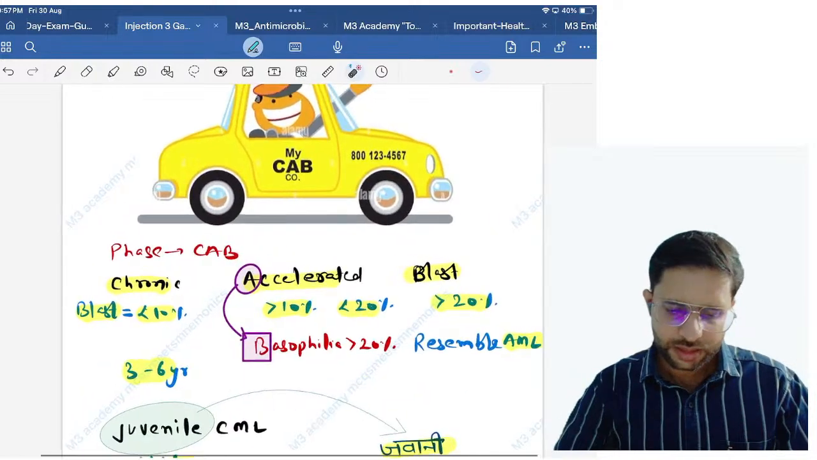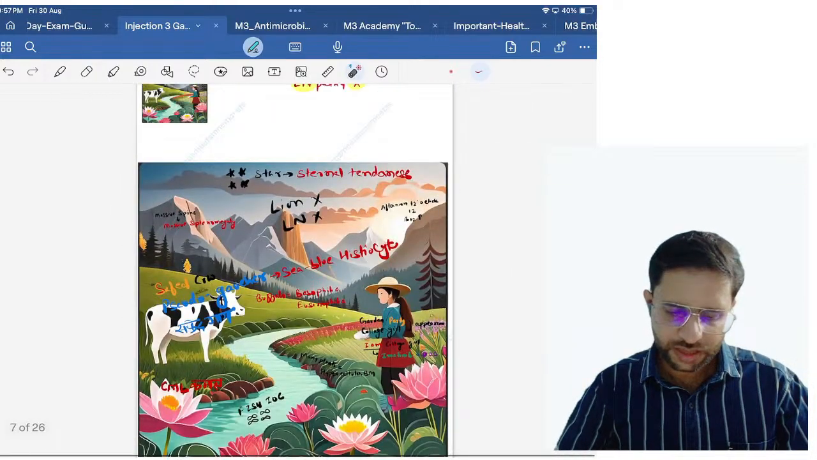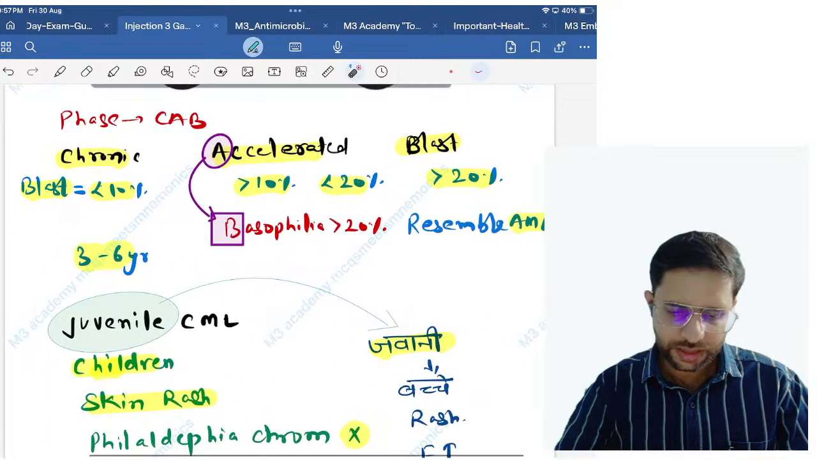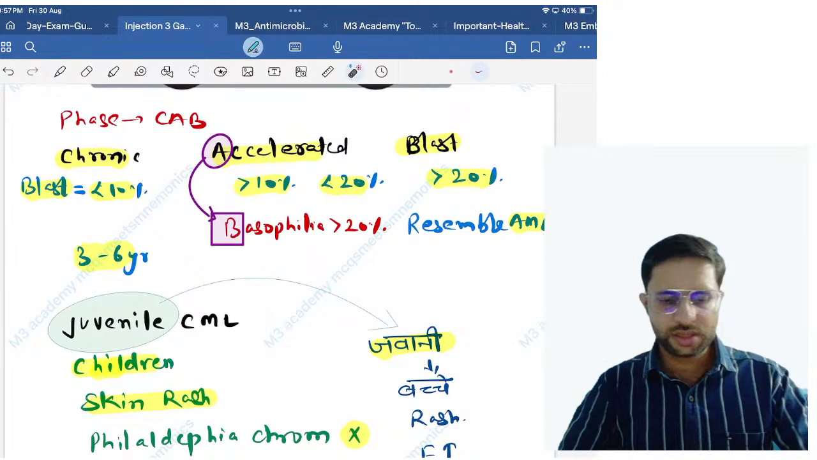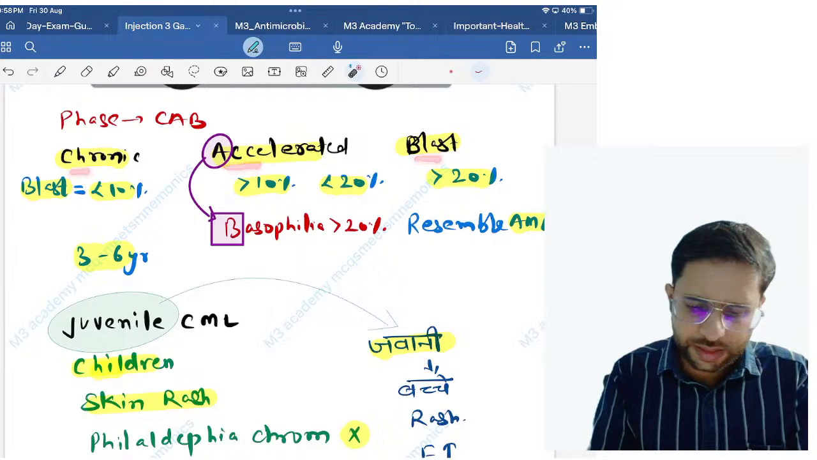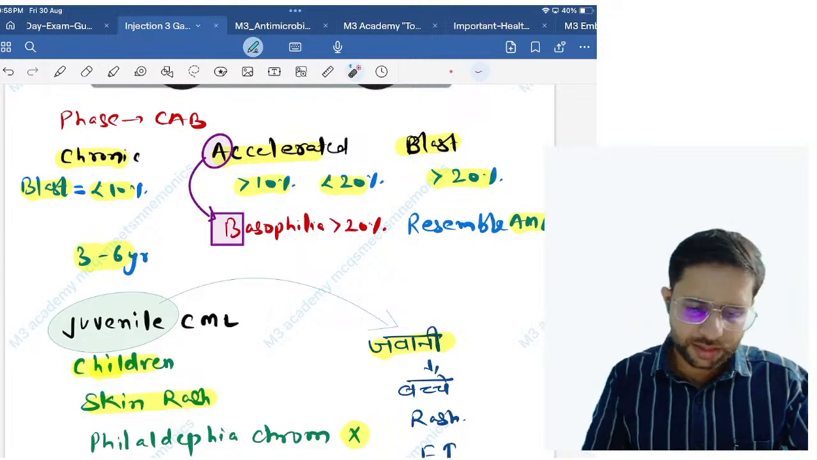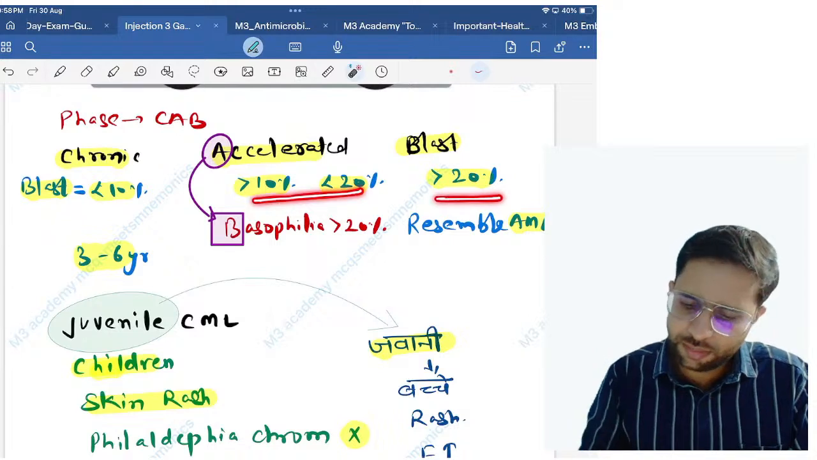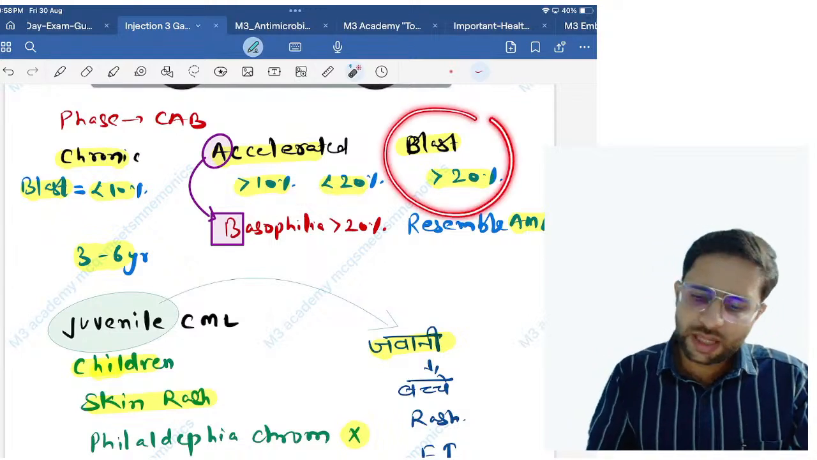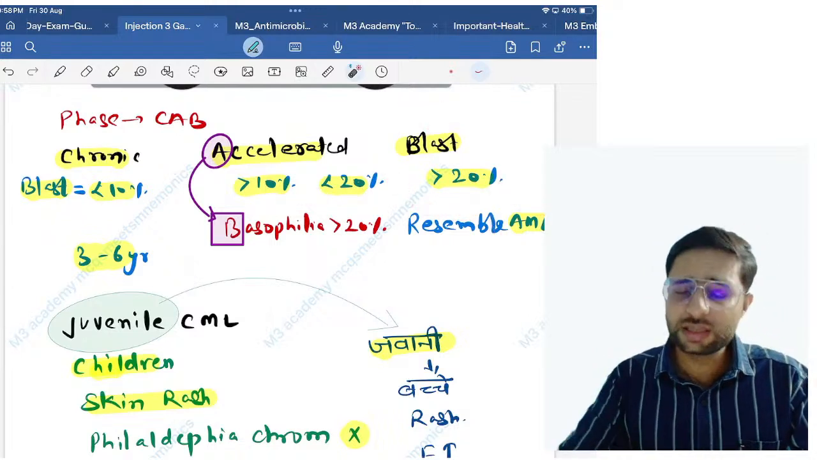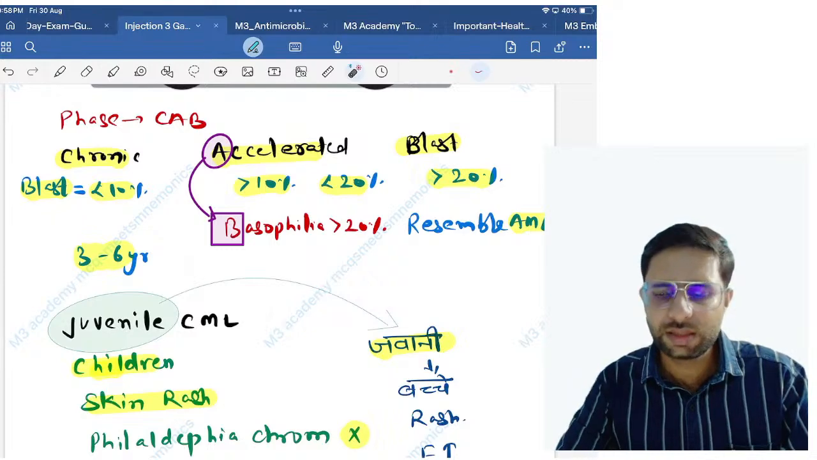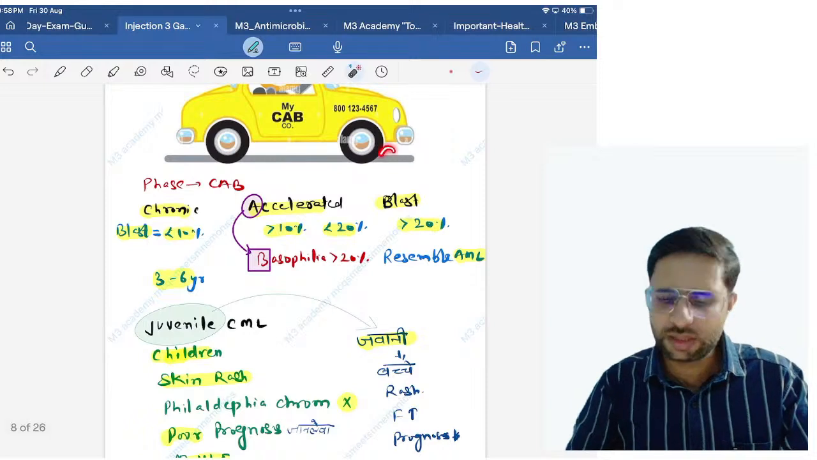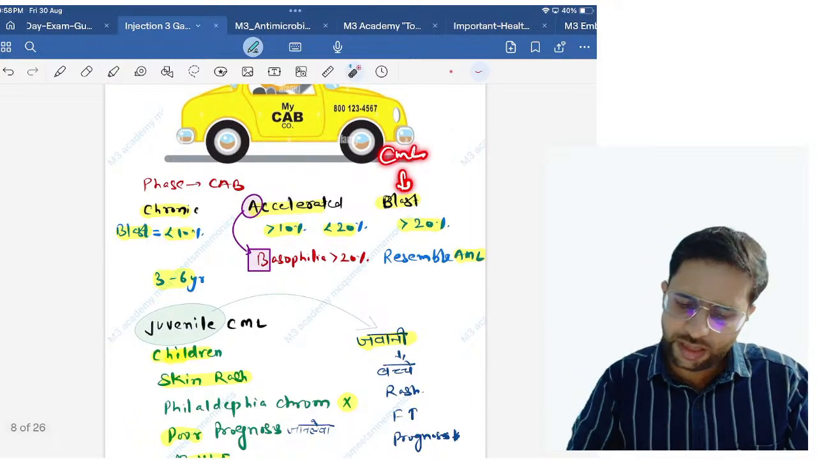So next is the phases of this. Yes, CML. So CML की phases क्या है? CAB. So CAB is chronic, accelerated, and blast. So chronic phase blast less than 10%, accelerated 10 to 20%, and blast more than 20%. So this blast phase of the CML resembles AML.